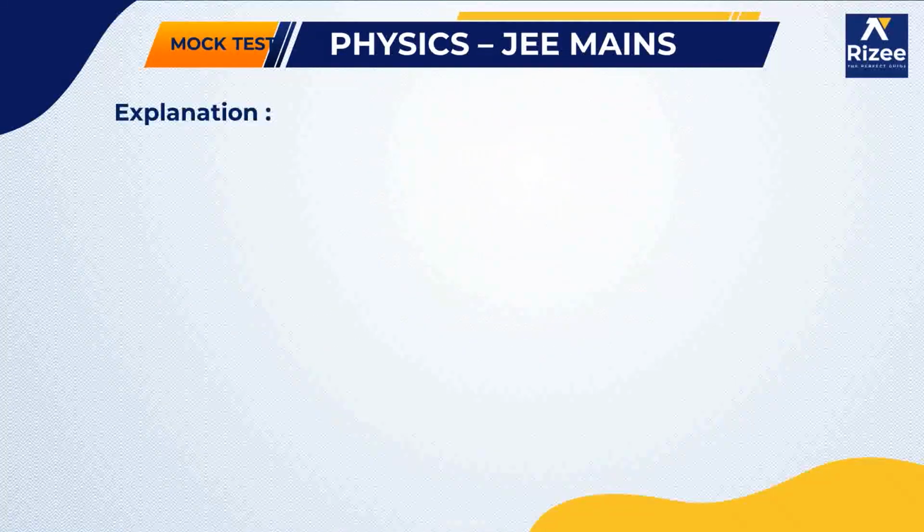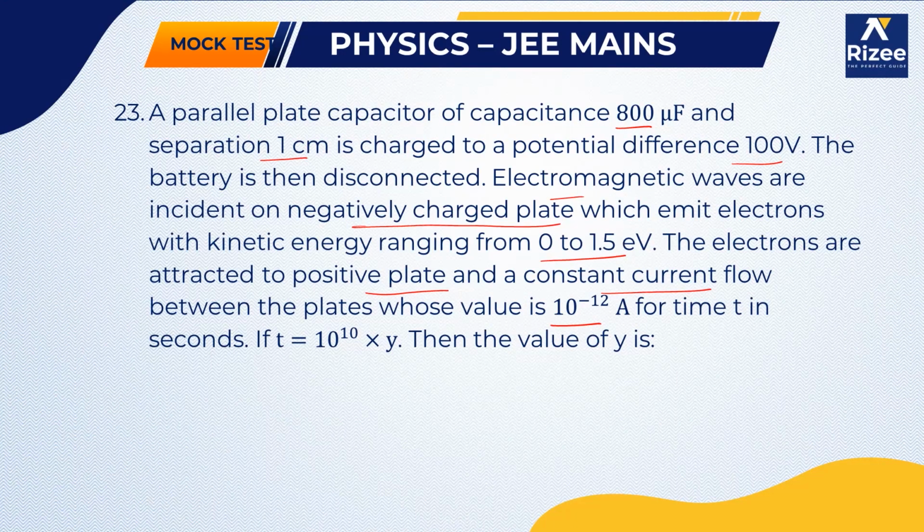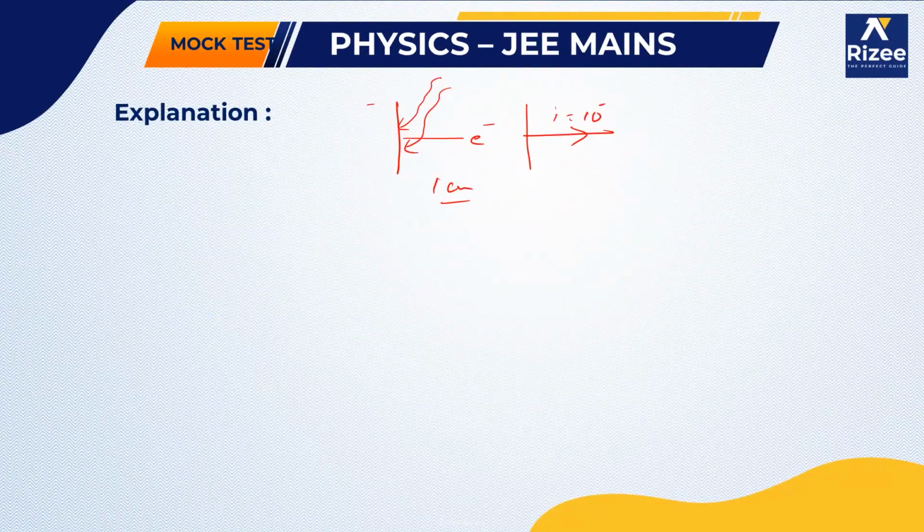So now coming to this, let this be the negative plate on which the electromagnetic radiation is falling. Because of that, electrons are ejected and they travel a distance of 1 centimeter here. So the current that is developed in this case is 10 to the power of minus 12. So this much current is developing.